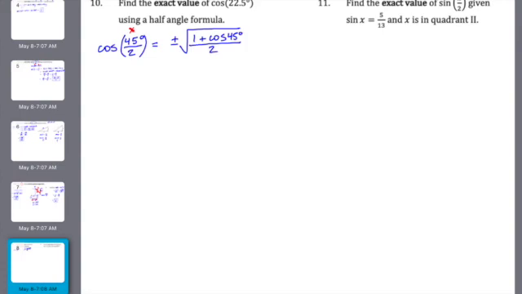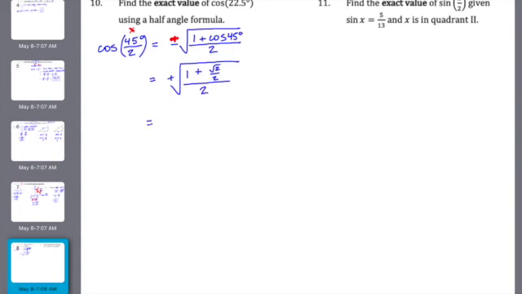Okay, and again it says find the exact value, so we're not just plugging into a calculator, we're using our identities to simplify this down. So you have to figure out, first of all, are you going to use the positive or negative? Well, 22.5 degrees is in quadrant 1, so that means we are going to choose the positive because we know cosine is positive in quadrant 1. All right, so now we just start simplifying. We have positive square root of 1 plus the cosine of 45, that's on our unit circle, that's just root 2 over 2, all over 2.